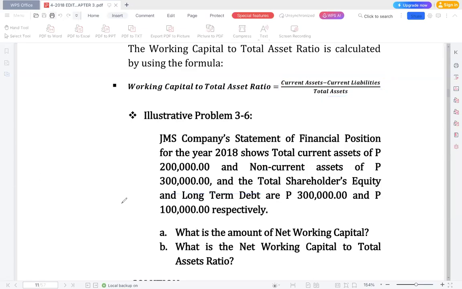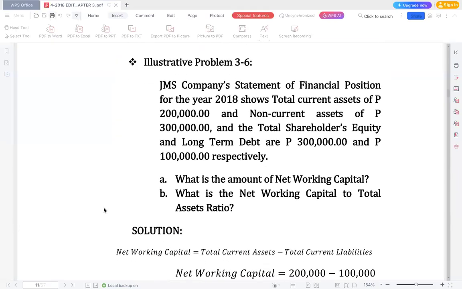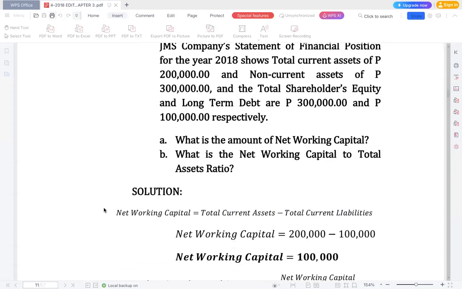Illustrative example, JMS Company. The statement of financial position for year 2018 shows total current assets of 200,000 and non-current assets of 300,000. So 200 plus 300, that's your total assets. Total shareholders' equity and long-term debt are 300 and 100,000. So the non-current liability is 100,000. How about the current liability? You have to deduct total shareholders' equity and total long-term debt from the total assets to get the current liability. So what is the amount of net working capital? What is the net working capital to total asset ratio?